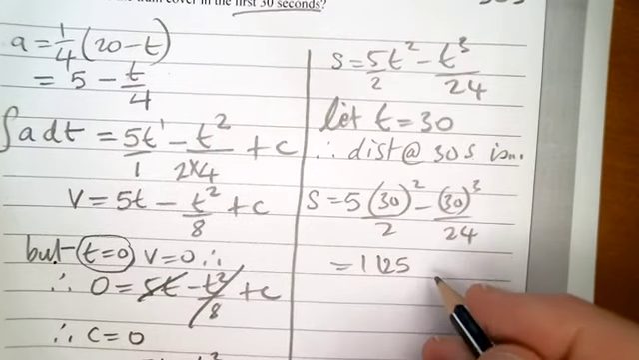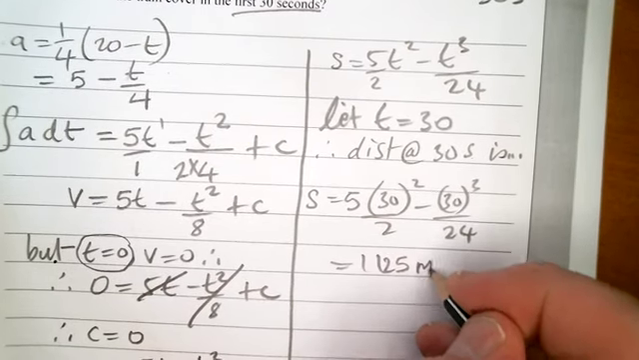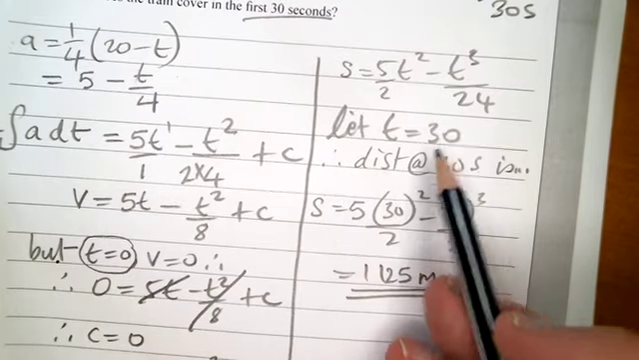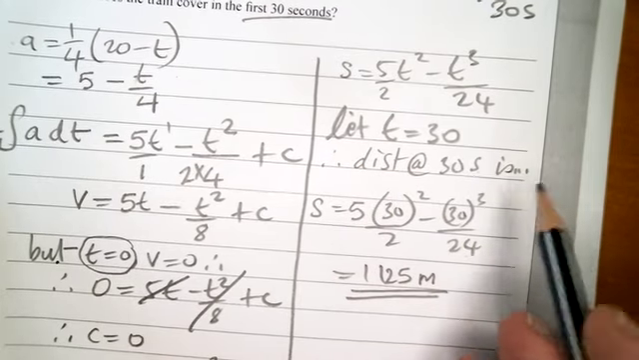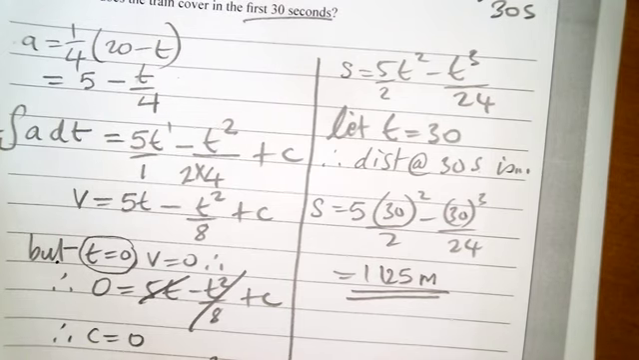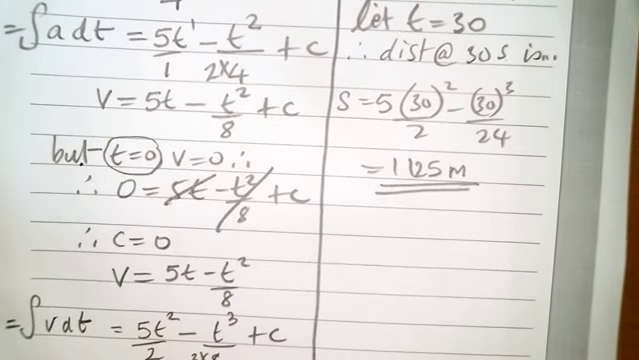1,125, and that is going to have to be meters. So I think we've got a context statement there. Therefore, distance at 30 seconds is 1,125 meters. And that would be my answer. I'm wondering if we need any more context, but I think that kind of works.